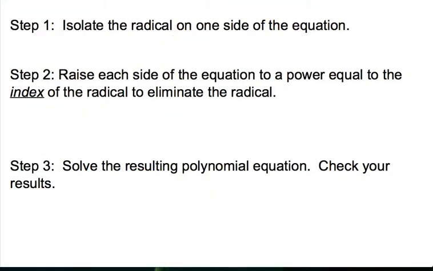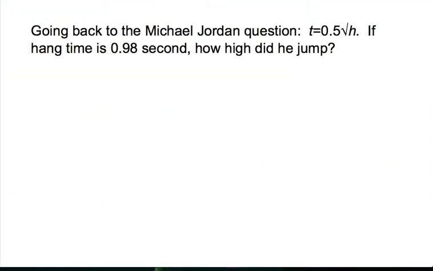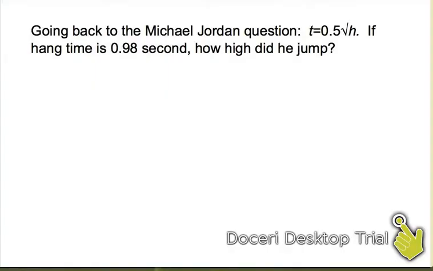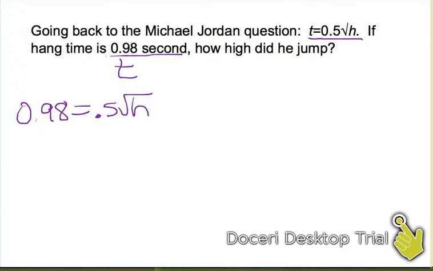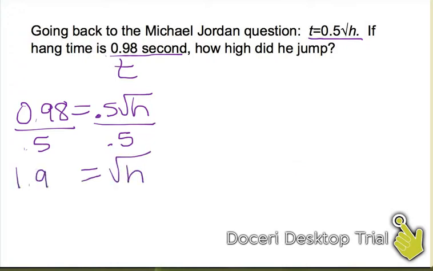So now let's take this way of solving and put it back with the Michael Jordan question. Okay, so again, I have this equation, t equals 0.5 times the square root of h. His hang time is 0.98, so that's t. So I'm going to plug that in for t, and I'll have 0.98 equals 0.5 times the square root of h. Now step 1 is to isolate the radical. So I'll divide both sides by 0.5, which is basically the same as dividing by 2. And so that's going to give me 1.96.